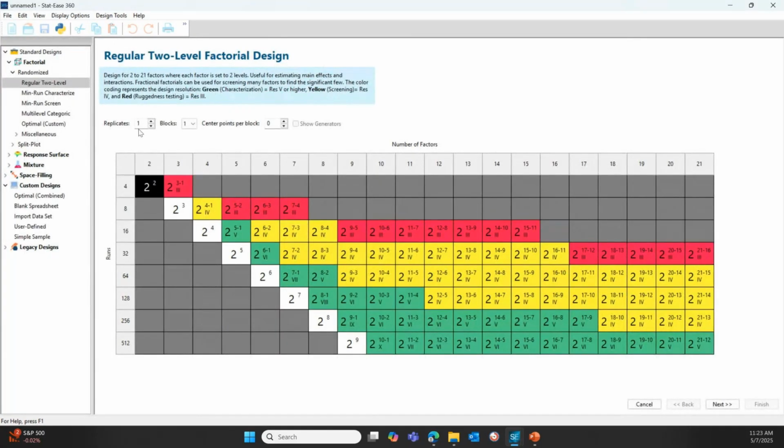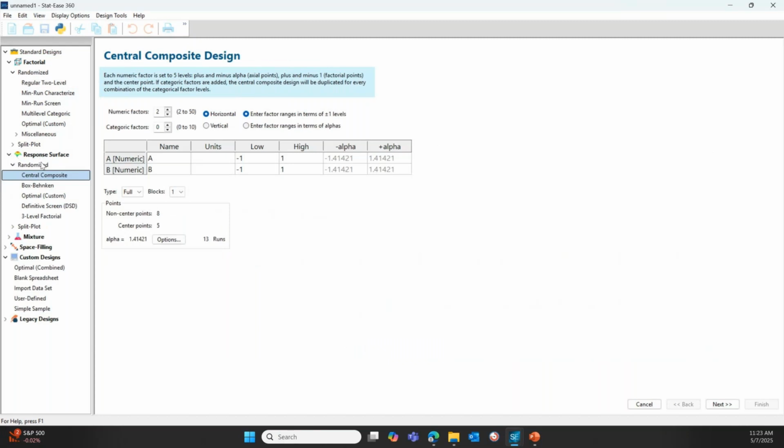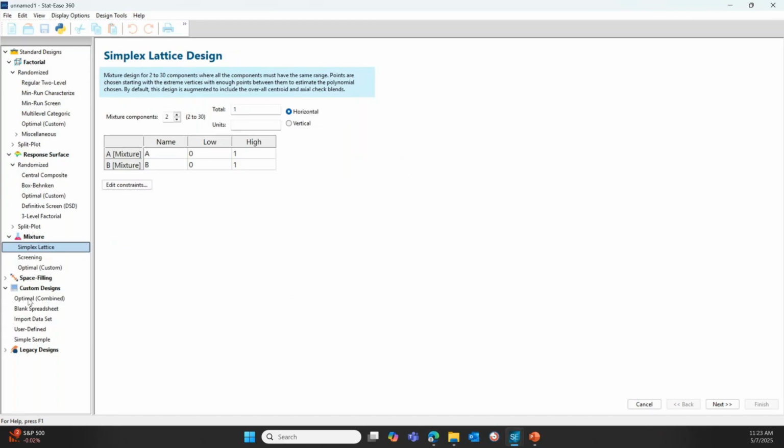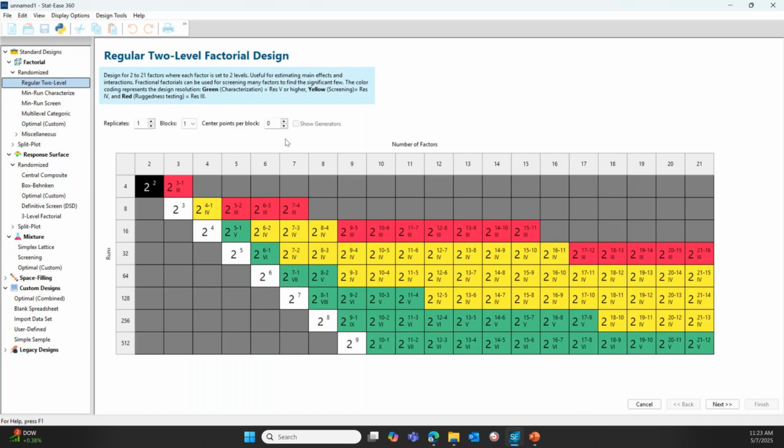And here's where, for regular 2-level factorial designs, this is the entry point of the first type of design you might encounter. On the left-hand side, though, we do have a whole menu of different design types. A little later we're going to look at response surface designs, a central composite. We could look at mixture designs, but we're actually going to eventually look at an optimal custom design down here, where we combine a mixture, a formulation, together with a process factor. We'll get into that later. But right now, we're going to look at a regular 2-level factorial design. 2-level meaning we're going to study each factor at a low level and a high level.